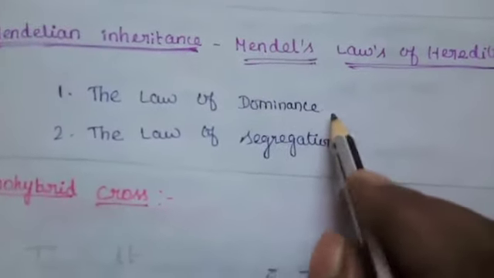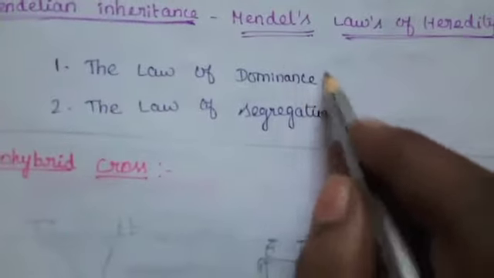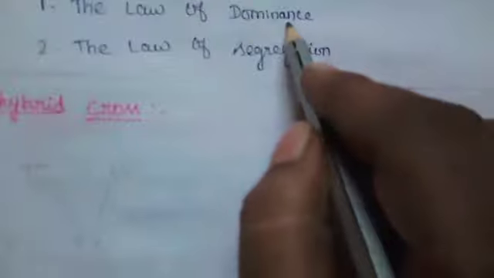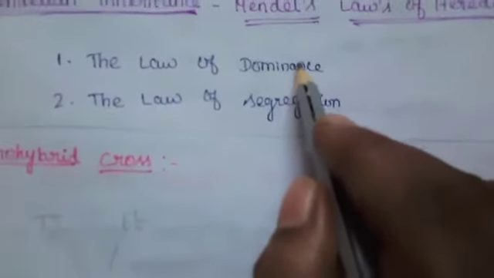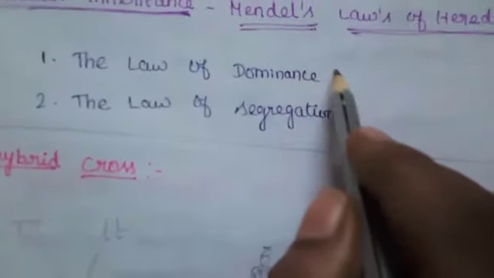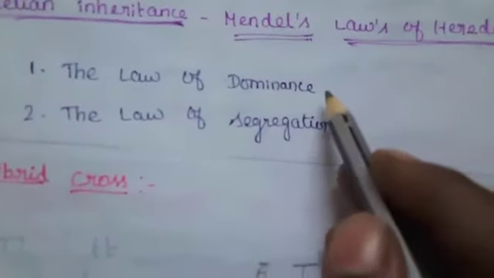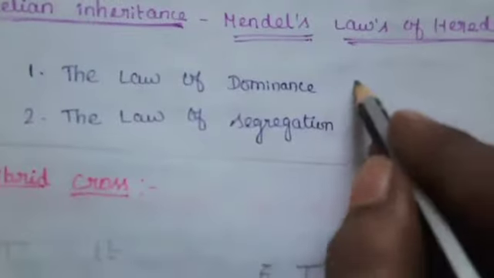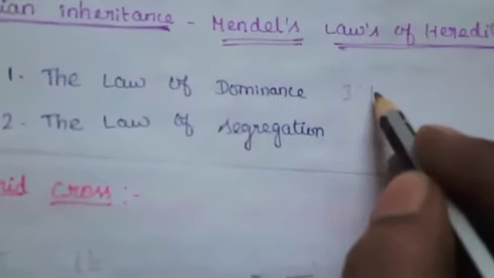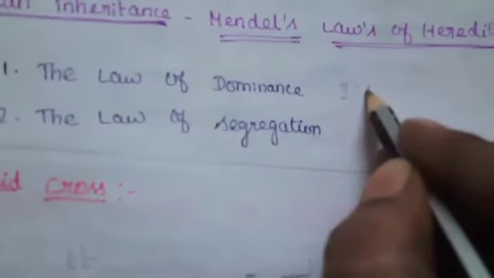The law of dominance gives an explanation for the monohybrid cross. Only one type of parental character is expressed in the F1 generation. The expression of both characters is present in the F2 generation. So a 3:1 ratio is present in the F2 generation.